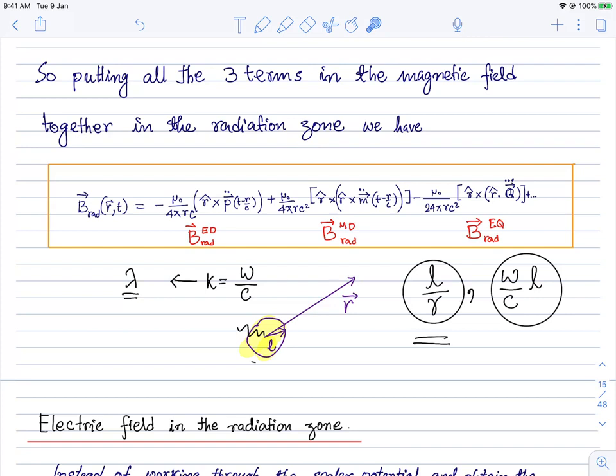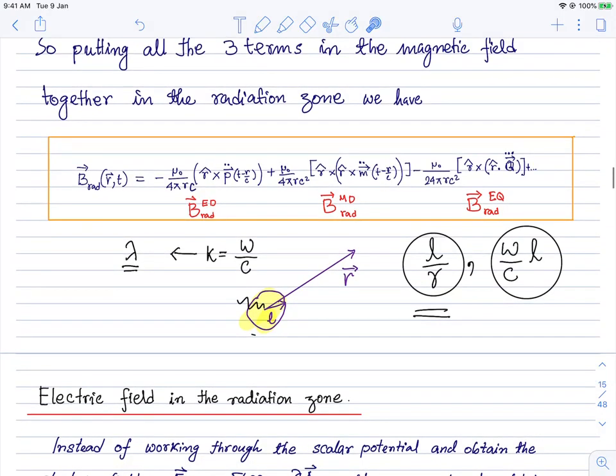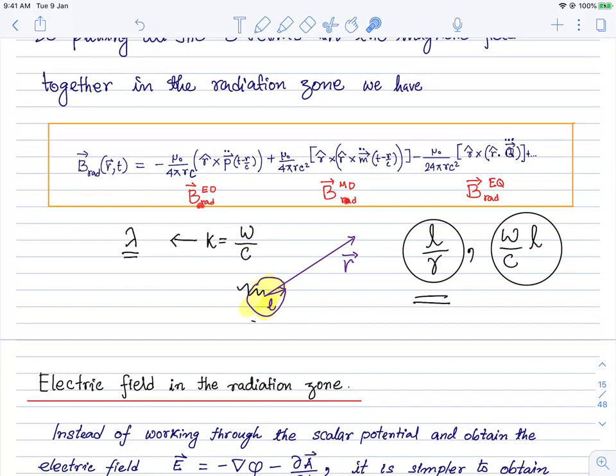Okay, so in this sense, for large wavelengths, this term is also subdominant compared to this one, and I will try to show you that. So at large wavelength, this electric dipole term is the dominant contributor to radiation. Okay, so this was just, if you like, a sidetrack discussion. But then we have these three terms in the magnetic field.